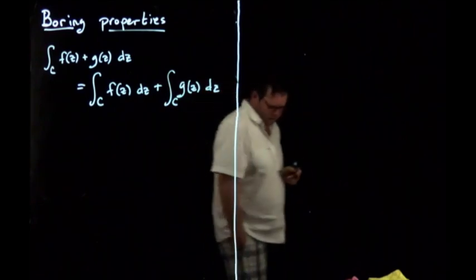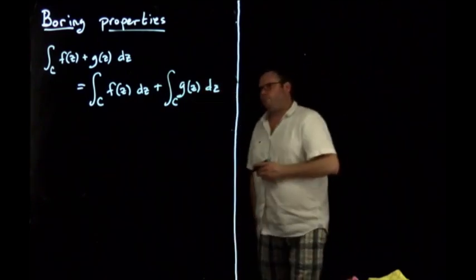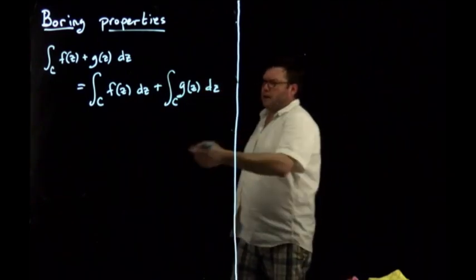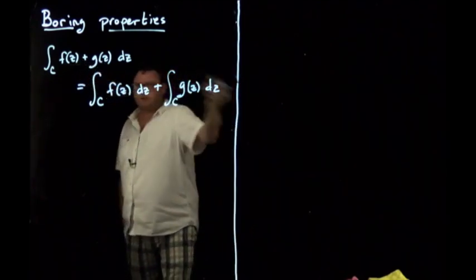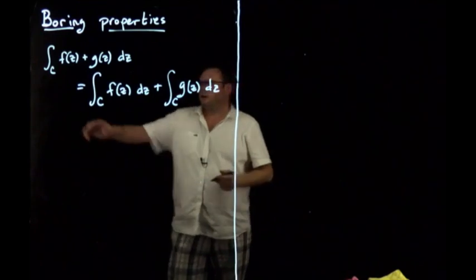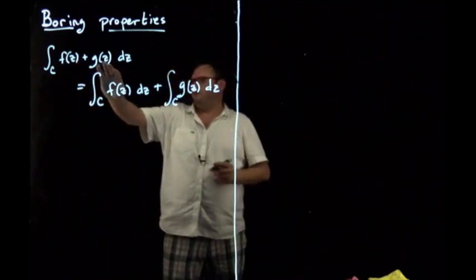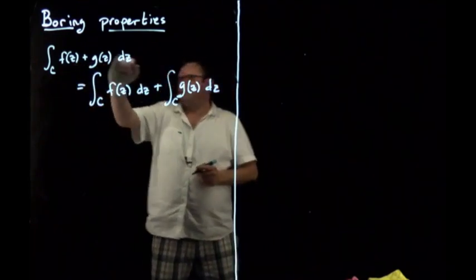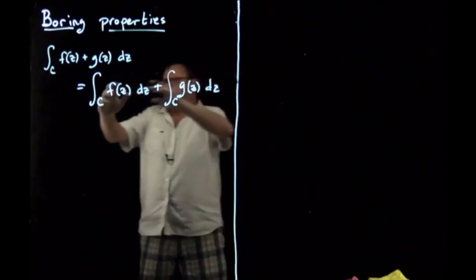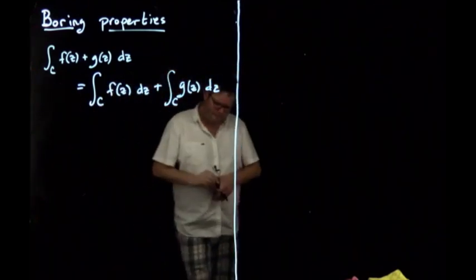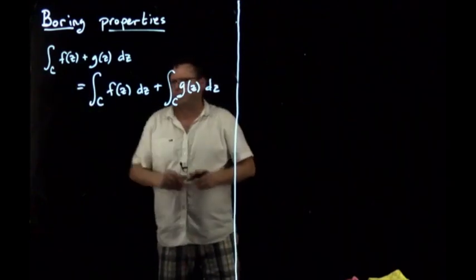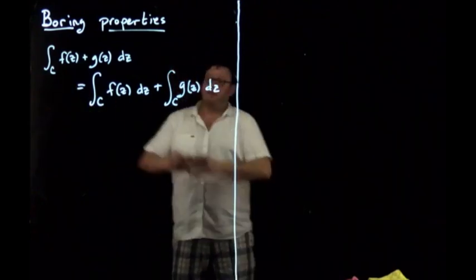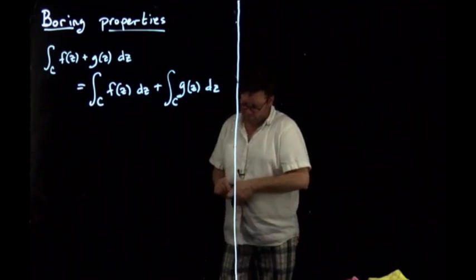Notice, we don't even really need to write a proof of this. If you just took this integral and expressed it in terms of its definition, f of z plus g of z of t all times z prime of t, and then it's expanded out, and then it's not a contour integral anymore, and then this follows immediately.